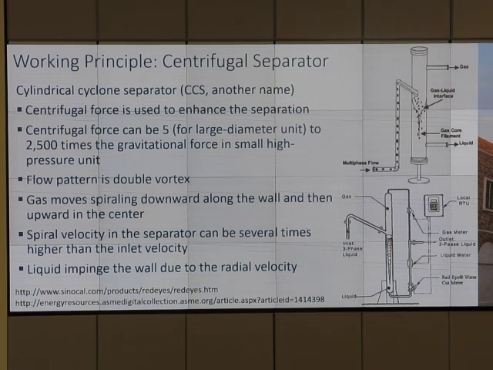Okay, so it uses centrifugal force to enhance the separation. We have an angled inlet, liquid comes in and then rotates. Okay, centrifugal force can be 5 to 2,500 times the gravitational force in a small high pressure unit. So it has more G for the separation. Okay, flow pattern is double vortex. Gas moves spiraling downward along the wall and upward in the center. So it rotates around the wall and then moves out at the middle.